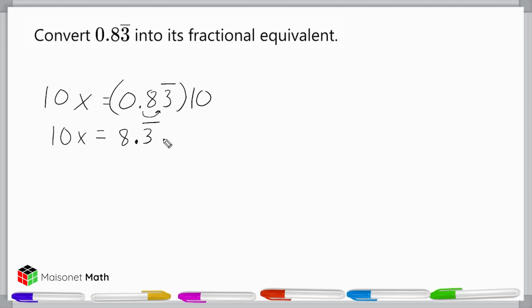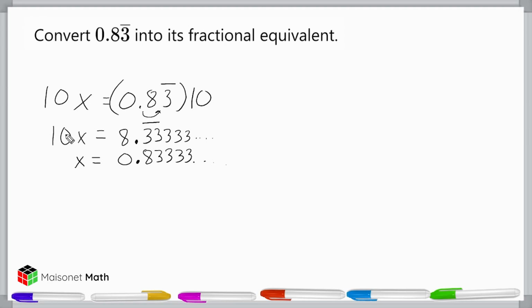All right, the next thing that we do is we take our equation before we multiplied by 10 and write it underneath this equation here. So we started off with x is equal to 0.83 repeating. So we have 3 going on forever and ever and ever. And right here, this 3 continues to go on forever and ever and ever.